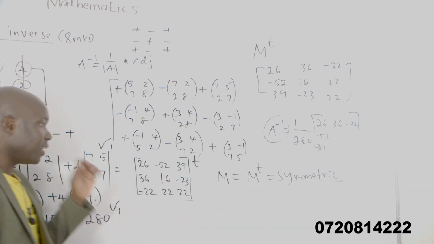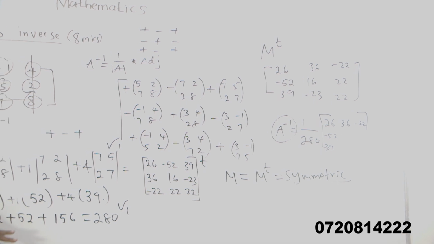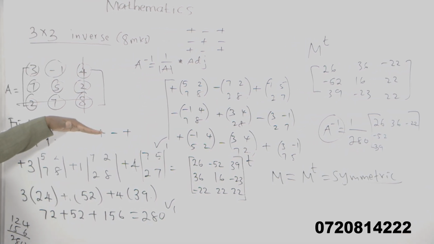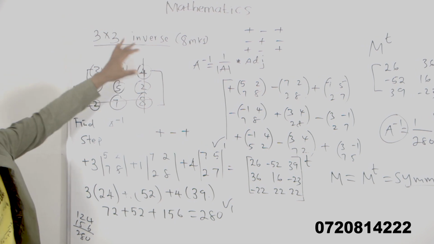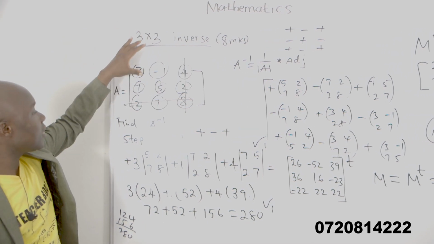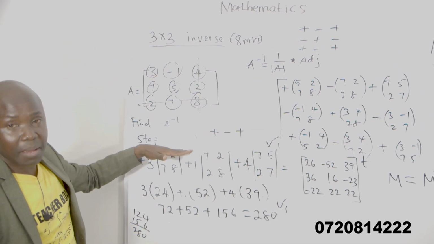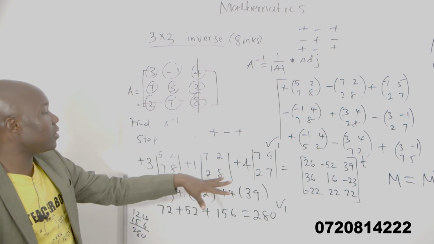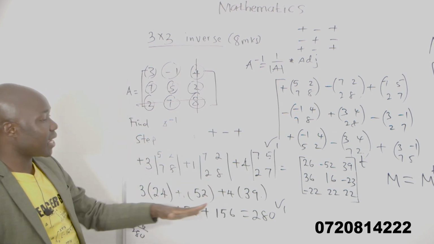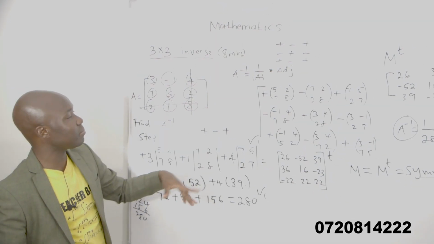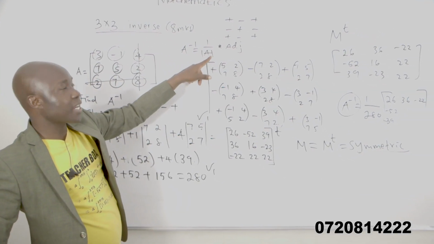And this is basically what is taught so much up to the A levels, where students should know that if you want to get the inverse of a 3 by 3, you must start with the determinant by getting those small cofactor matrices. After getting the determinant, the inverse will always be 1 over determinant times adjoint.